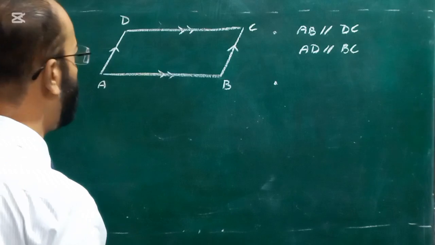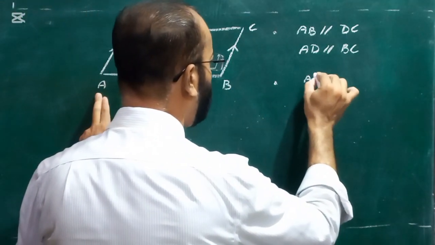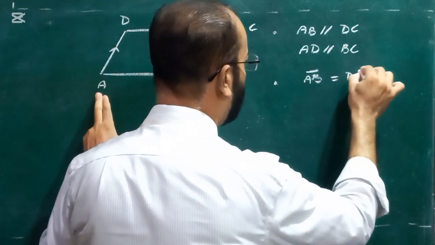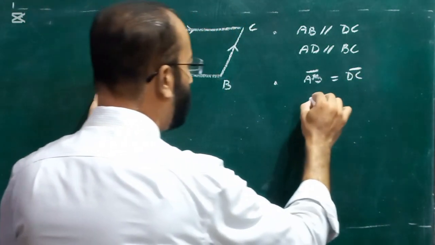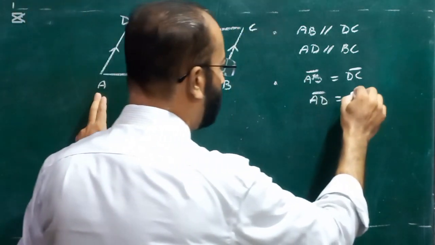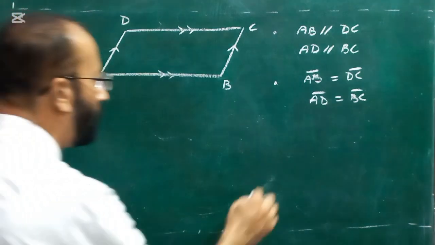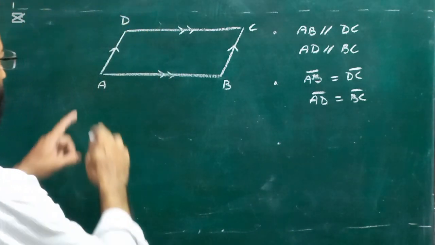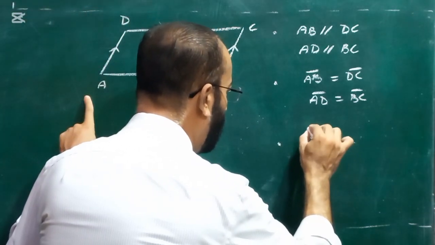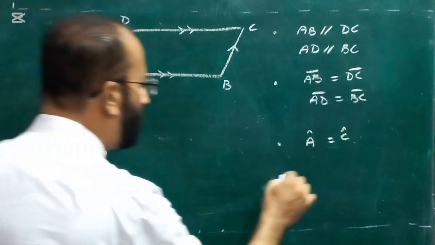So this is one property. The second property is the opposite sides are equal. So AB is equal to DC and AD is equal to BC. So opposite sides are parallel and equal. The next property is opposite angles are equal. So it means angle A is equal to angle C and angle B is equal to angle D.